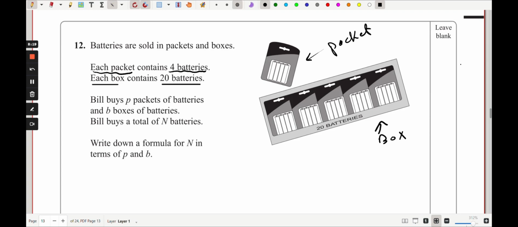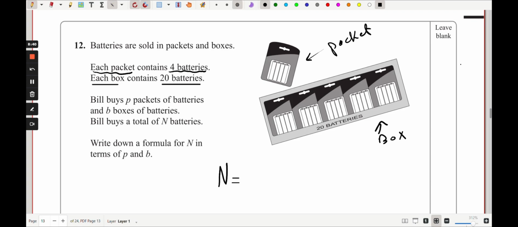Now Bill buys P buckets of batteries and B boxes of batteries. Bill buys a total of N batteries. Write down a formula for N in terms of P and B. So the formula will be N equal to an expression in terms of P and B.